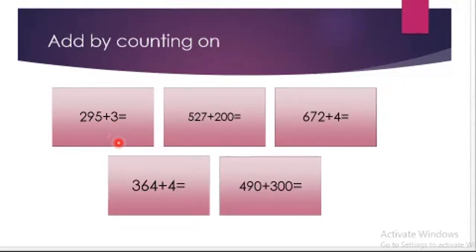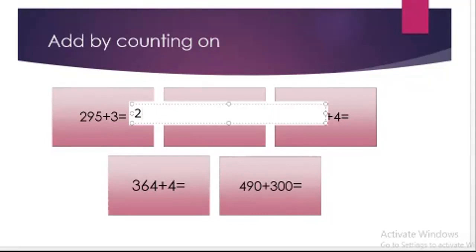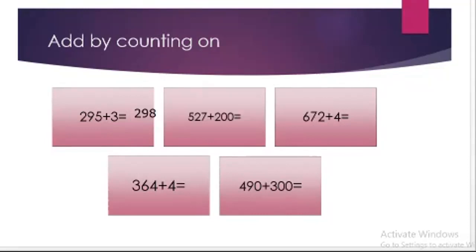296, 297, 298, 299. So what will be your answer? 298. So you are going to write down the answer over here, that is 298. This is the first method of counting on, and you simply add it.